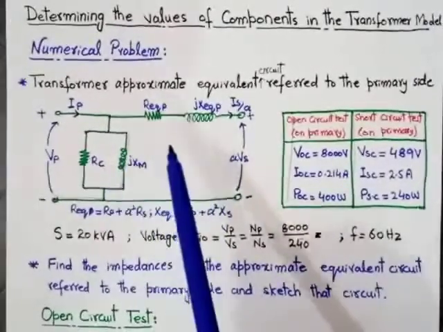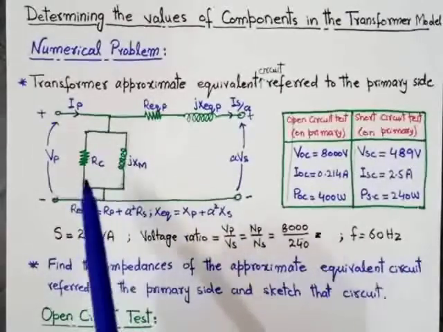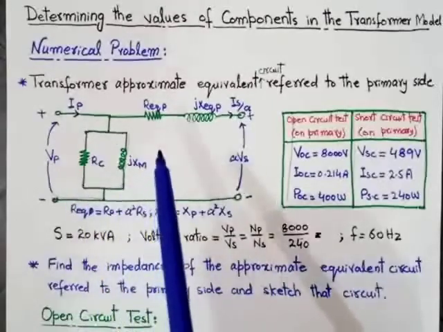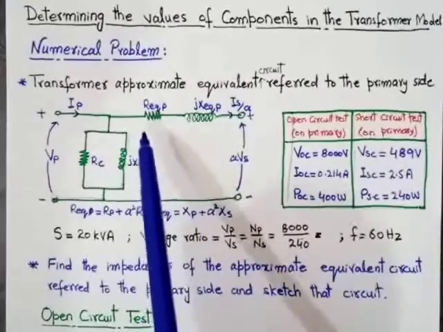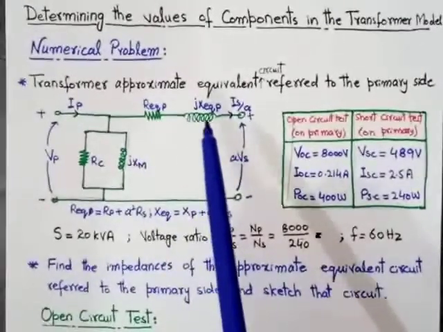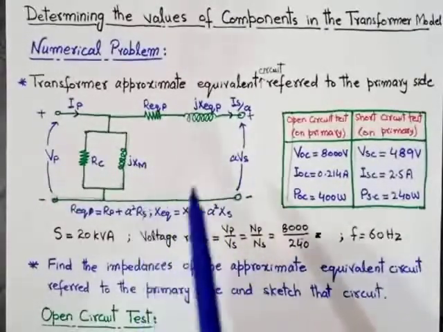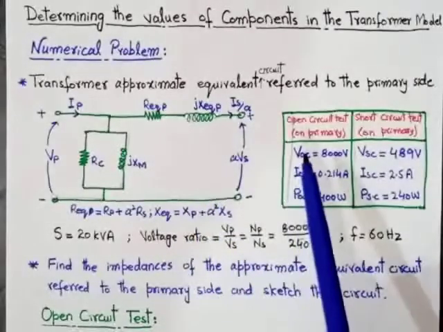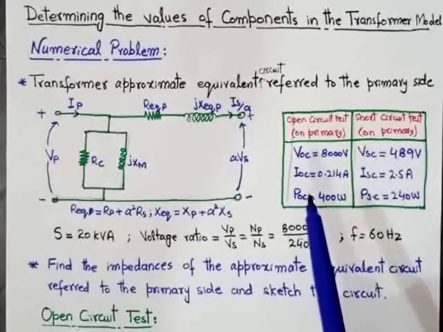As we have already discussed, by performing the open circuit test of the transformer, we can find the values of Rc and Xm, and by performing the short circuit test of the transformer, we can find the values of R equivalent and X equivalent. So first of all, we will perform the open circuit test. The values of the parameters in case of open circuit are given here.